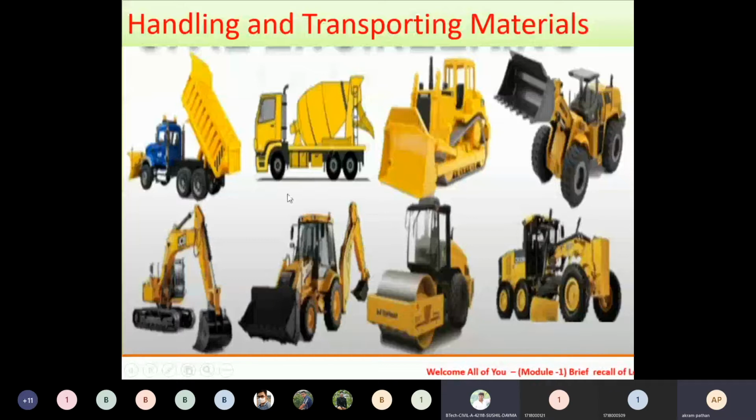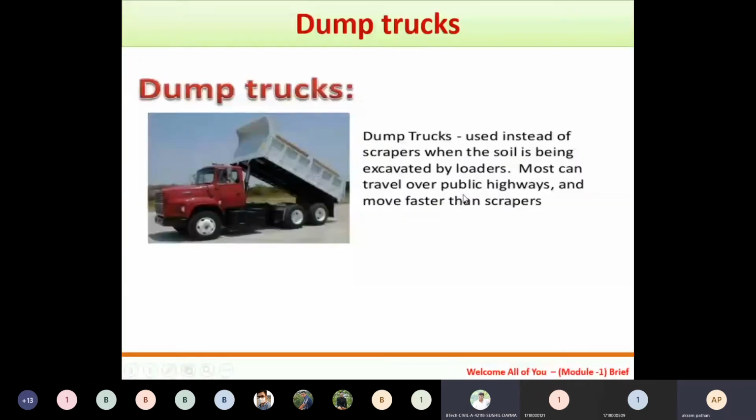So in today's lecture, we are going to see this machinery in detail: the capacity of this machinery, their net production, the advantages and disadvantages, their hiring charges, and the net cost of this particular equipment on a particular site.